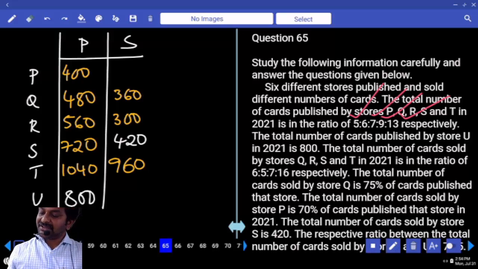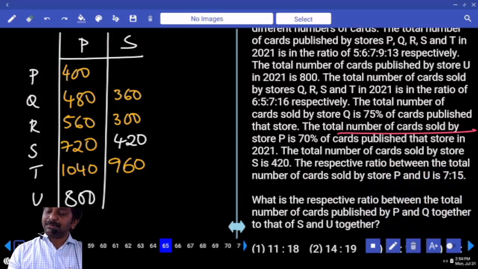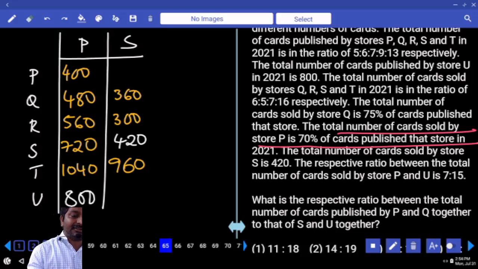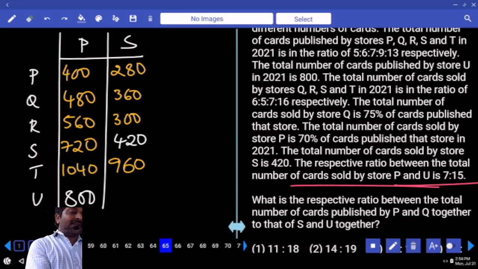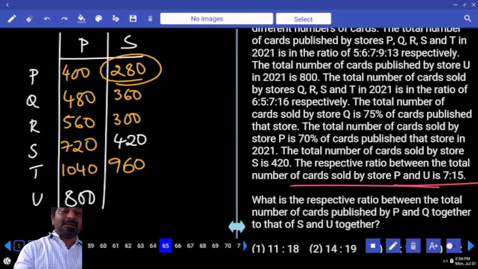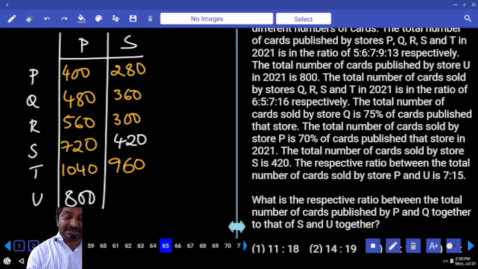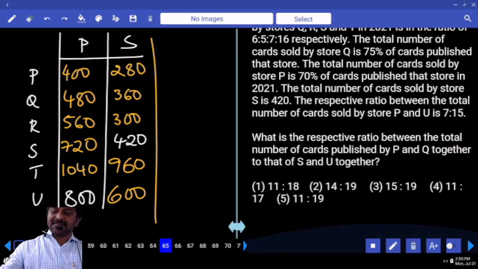Following? Next, the P relation is also there. Cards sold by P is 70% of the cards published by the store in 2021. 70% of this number, which is 400, and then in the last line it is mentioned that the P and U ratio is 7:15. Is that for published or sold? That means 7 parts is equal to 280. 1 part is 40. 15 parts is 15 40s, 600. Once you have the table, you can answer all the questions. Yes or no?